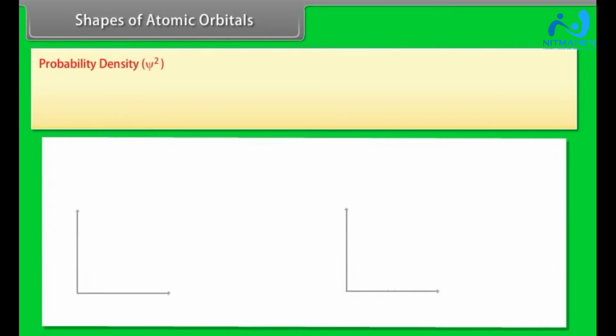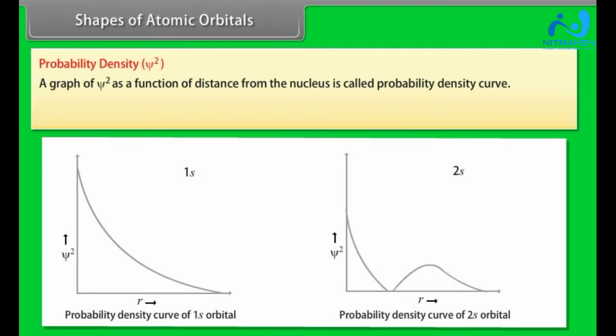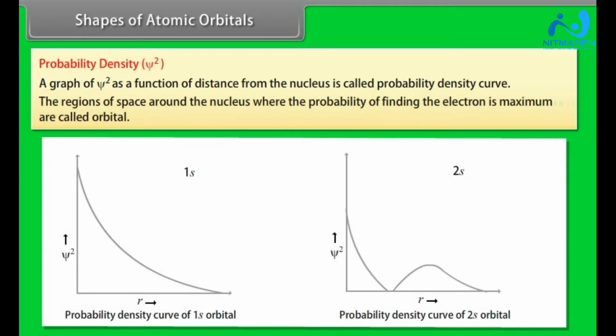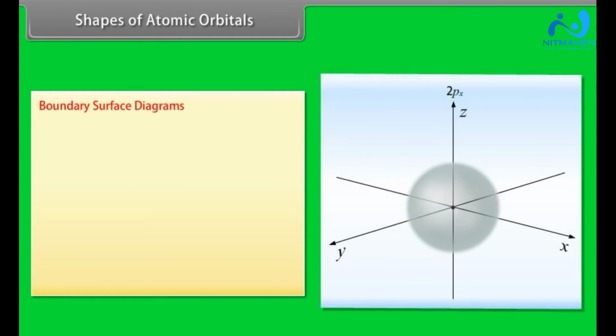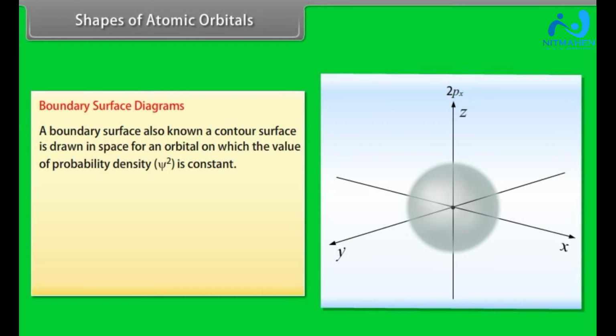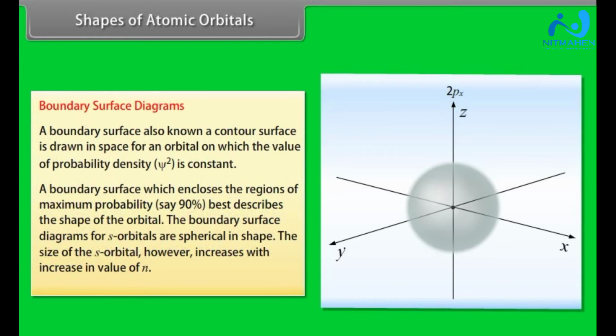Shapes of atomic orbitals. Probability density. A graph of psi square as a function of distance from the nucleus is called a probability density curve. The regions of space around the nucleus where the probability of finding the electron is maximum are called orbitals. Boundary surface diagrams. A boundary surface, also known as a contour surface, is drawn in space for an orbital on which the value of probability density psi square is constant. A boundary surface which encloses the regions of maximum probability, say 90%, best describes the shape of the orbital.